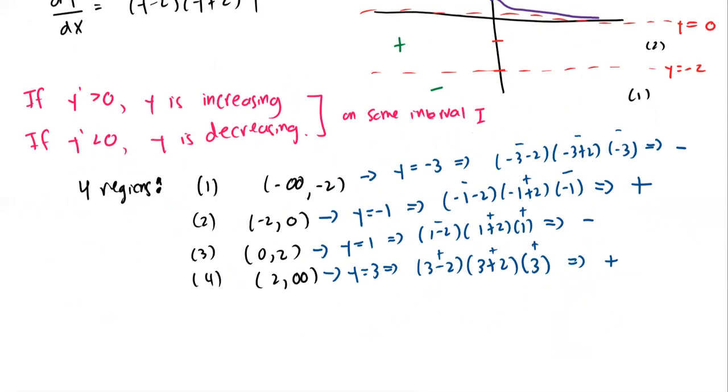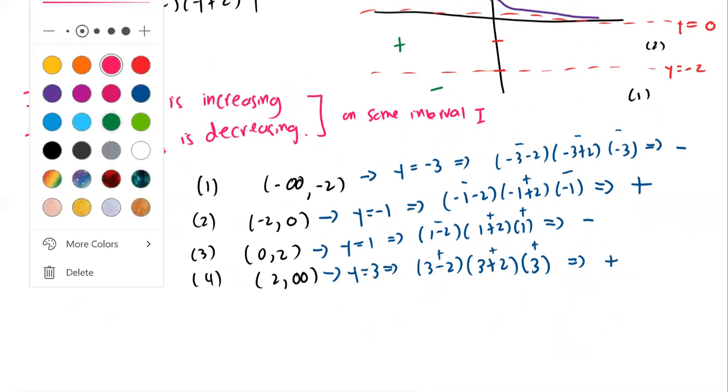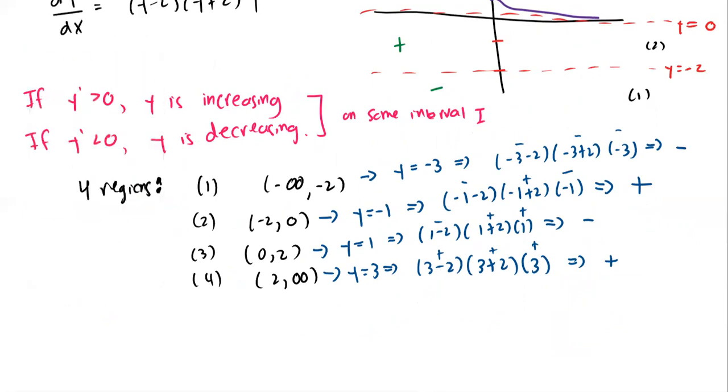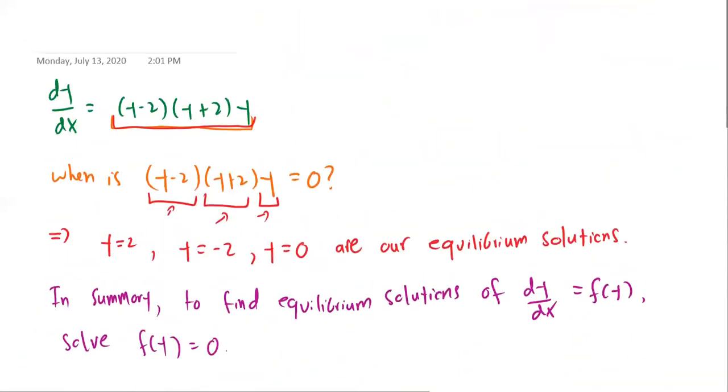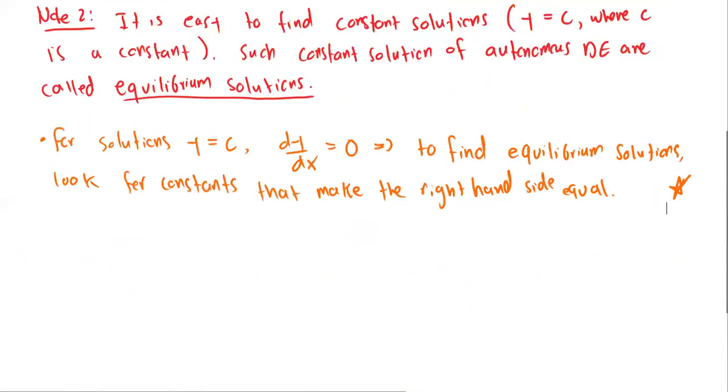So let me write that as an important fact here, or as a note. So this would be, I think, note 3, right? Let's see, where's my previous note? Yeah, so note 3.